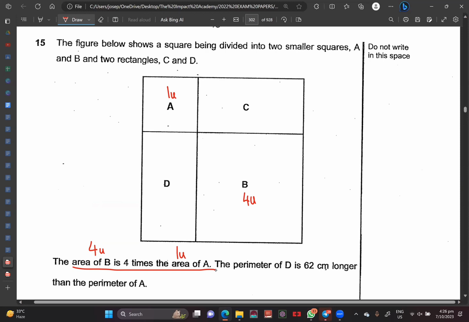Now, if you know the area of a square, you have to square root the area to find the length. So when you see that area of B is 4 units, isn't it true that this is 2 units and this is 2 units? Oh, yeah. And for area of A, then isn't it true that it will be just 1 unit and 1 unit? Right? So we want to write out everything we know.